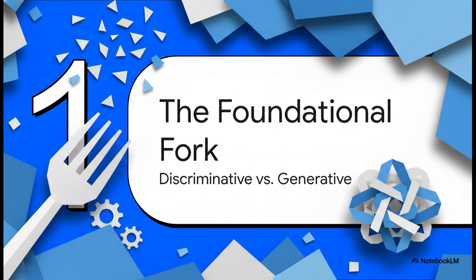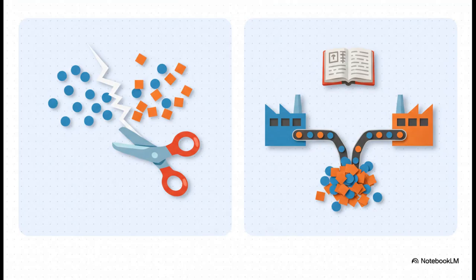To really get what a generative model is, you first have to understand what it isn't. And it all boils down to this one fundamental choice you have to make when you're tackling any kind of classification problem. And this right here, this is the core difference. Think of it like this. On one hand, you have discriminative models. All they care about is drawing a line in the sand to separate the groups. They're trying to learn the probability of the label Y, given the data you show them, X.